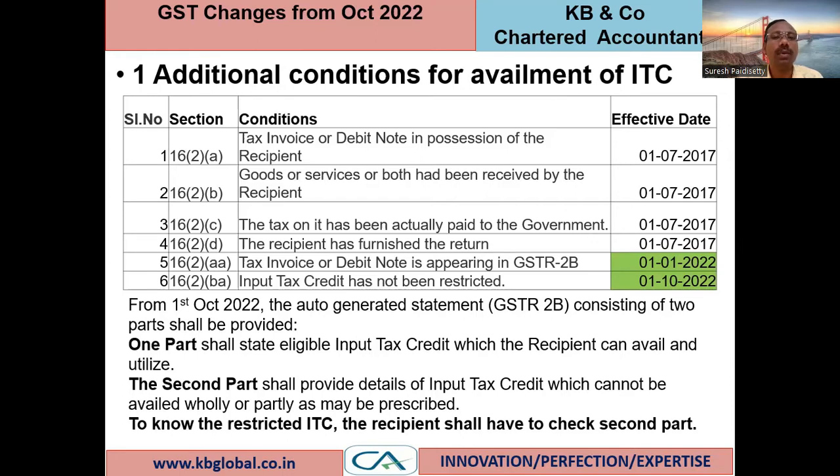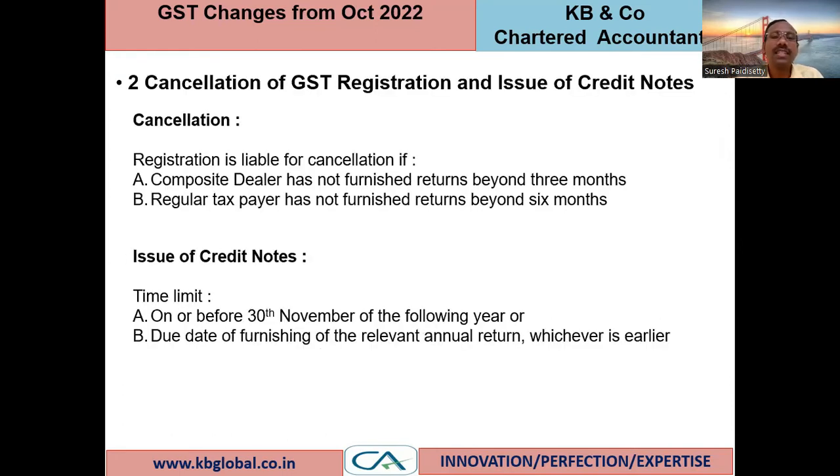Let us go to the second point. Cancellation of GST registration and issue of credit notes. Cancellation: GST registration is liable for cancellation if a composition dealer has not furnished the returns for a period beyond 3 months, and a regular taxpayer has not furnished returns beyond 6 months. So in these cases, registration is liable for cancellation. Everybody should be careful before filing the returns, and they should not delay any returns beyond the prescribed time periods.